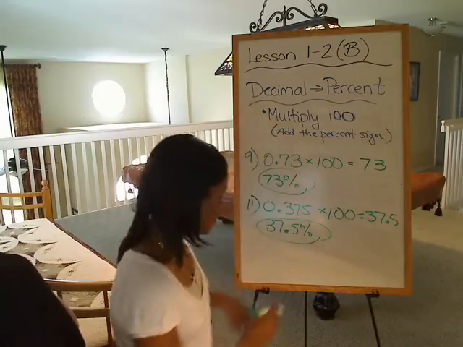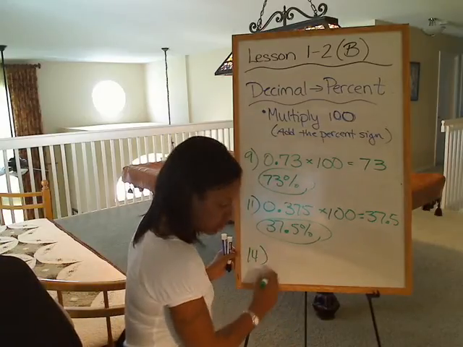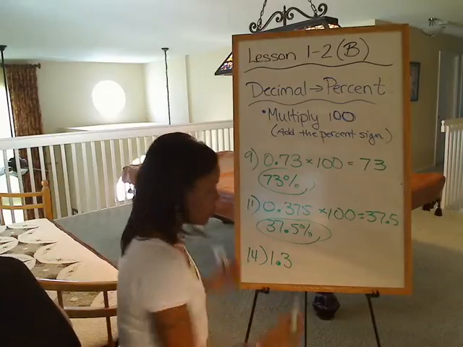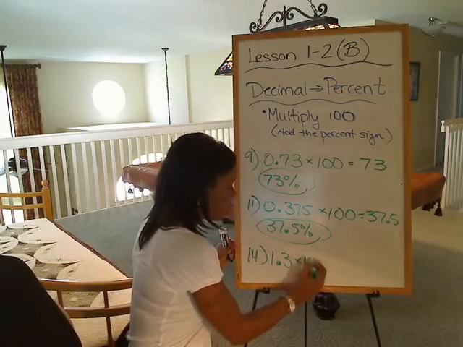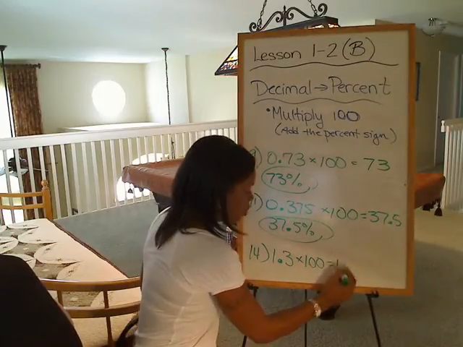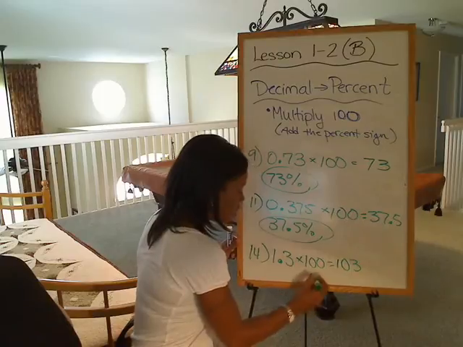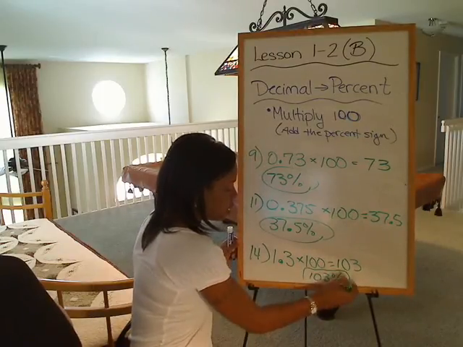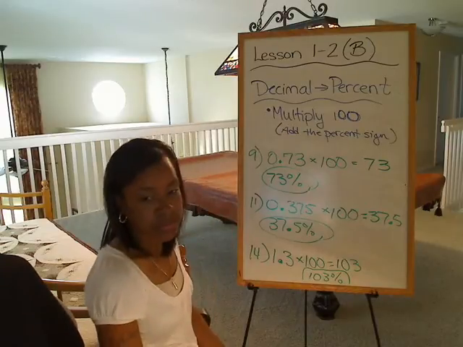Okay, number 14 is the last one I'm going to do in that section. 1.3 is our decimal. To change it to a percent, we're going to multiply by 100, and we're going to get 130, which our final answer will be 130%. And we're done.